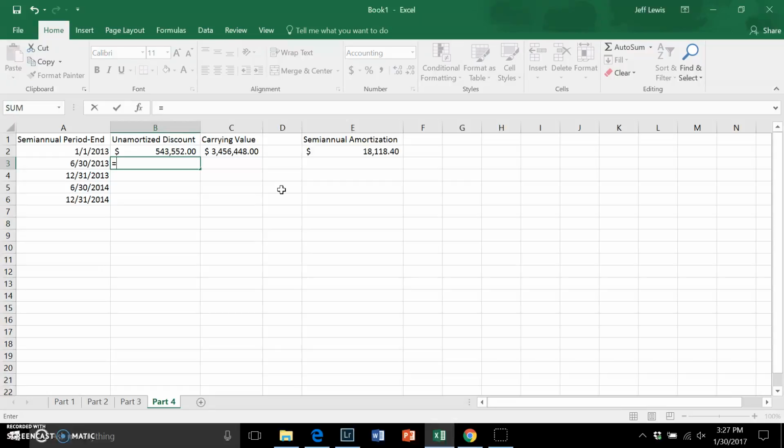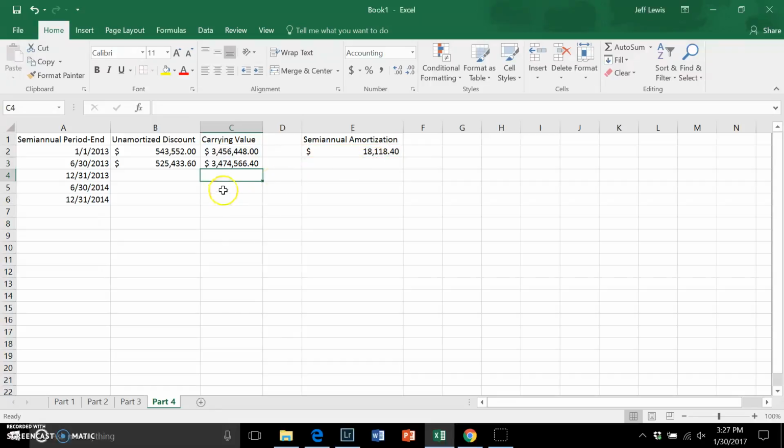So to complete the table, you are going to take the carrying value. You're going to take the discount and you're going to subtract the semi-annual amortization, and that's going to give you 525,434. And then you're going to actually add it to the carrying value.